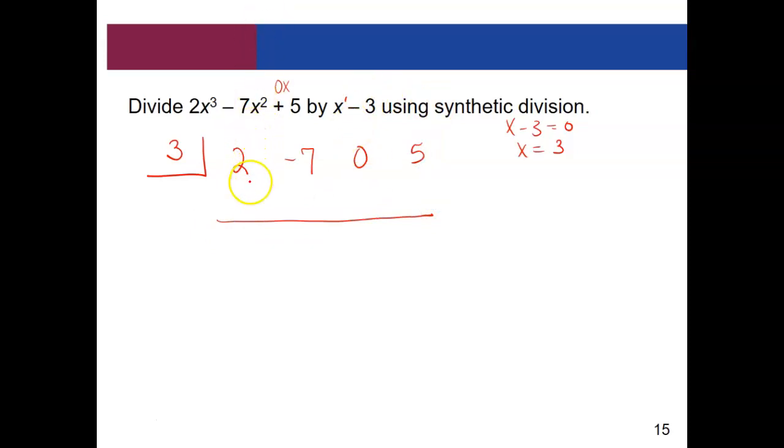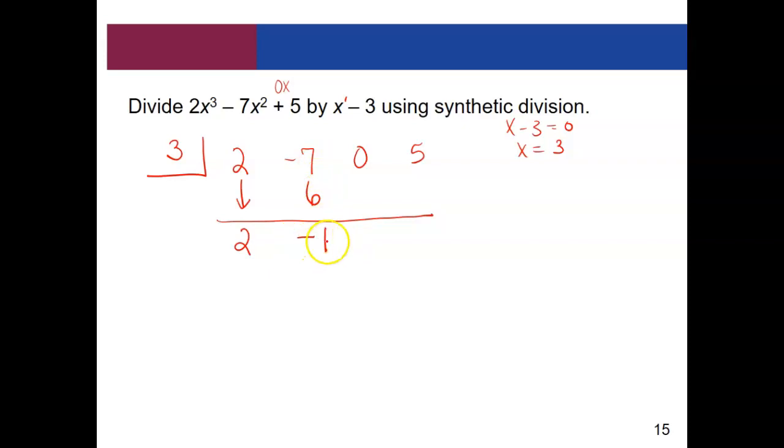Okay, with synthetic division, the first thing I want to do is to bring this 2 down. Then I'm going to multiply the 2 times the 3, and I'm going to get 6, and I'll put that there. Okay, so I'm going to add these.